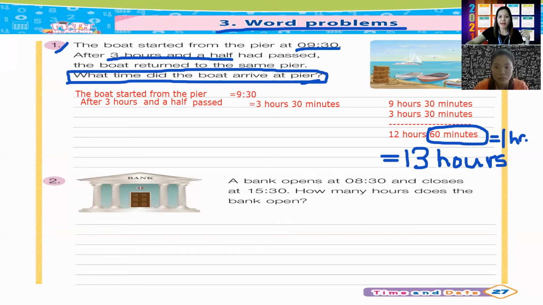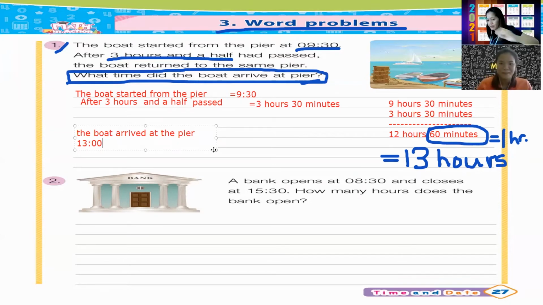So what is the proper way to answer it? 60 minutes is equal to 1 hour. Therefore, the boat arrived at the pier, past tense with ed, arrived at the pier at 13 o'clock. Why? Just count the clock. I don't have an example of the clock. Hang on, guys. I have a clock here.